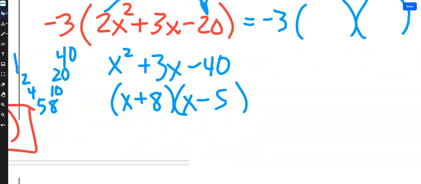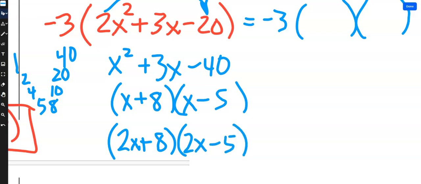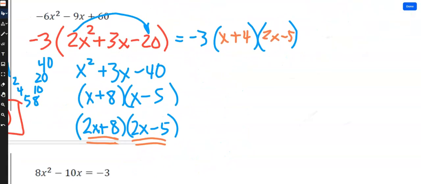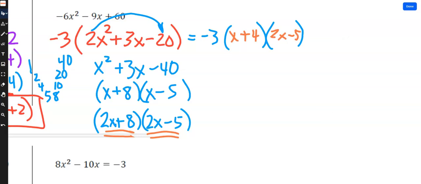Well then, that 2 that magically disappeared at the beginning is going to reappear in front of both x's. And I look for GCFs that I can pull out and get rid of. Looks like there's a 2 I can pull out of that one, leaving me x plus 4. Looks like nothing can be pulled out of that one, so 2x minus 5. So that's my final answer on that. And you can't forget the negative 3 that's out there in the front that you took out at the very beginning.